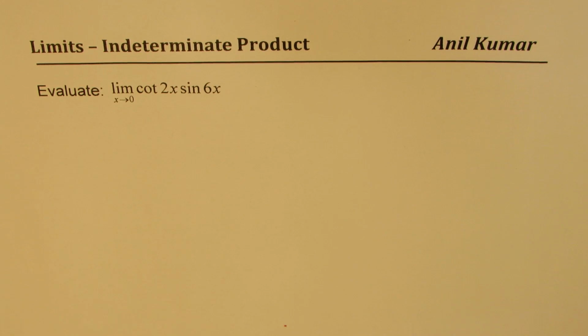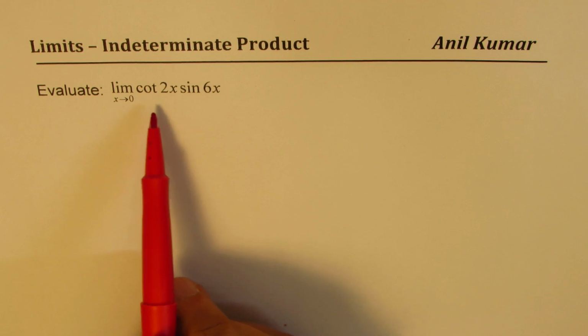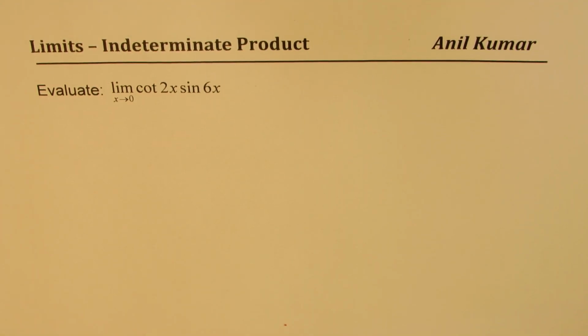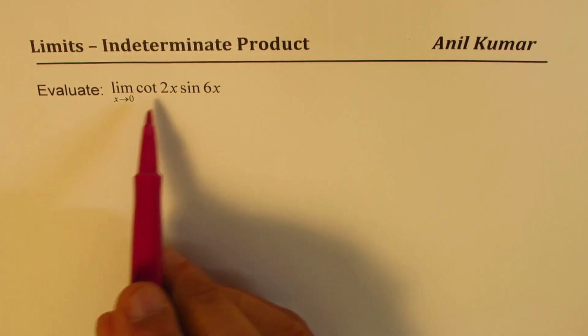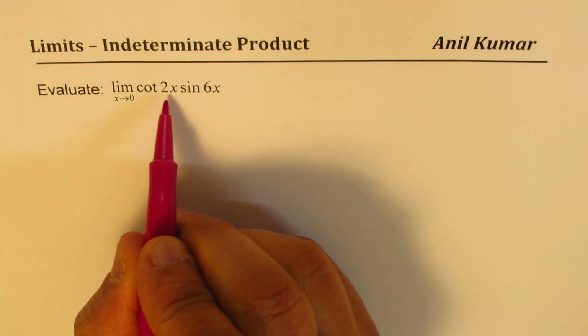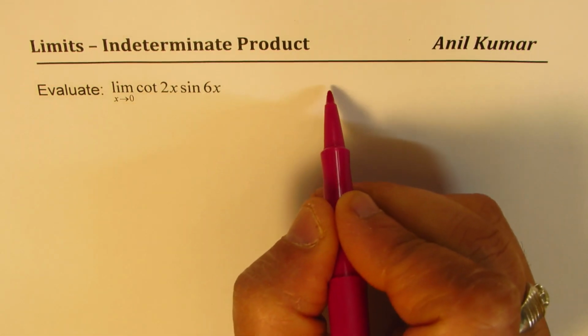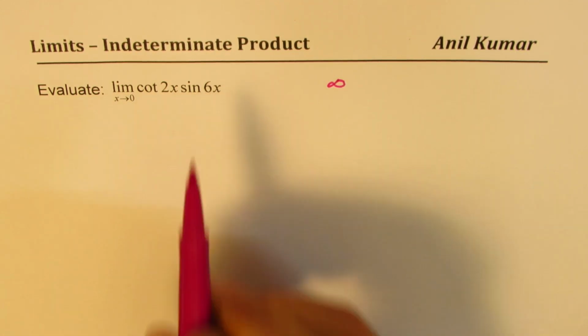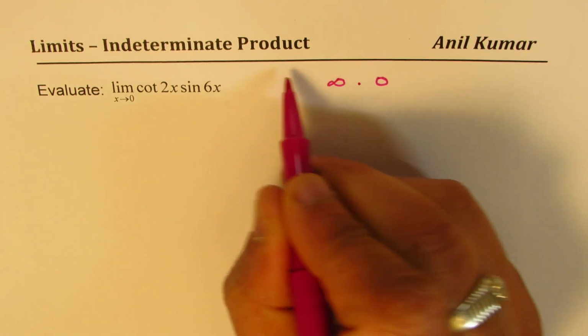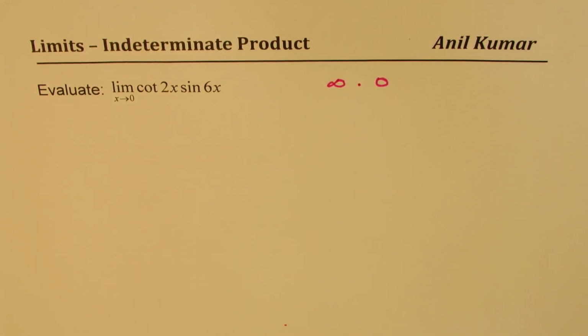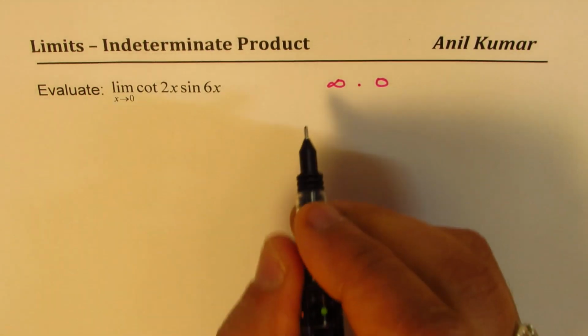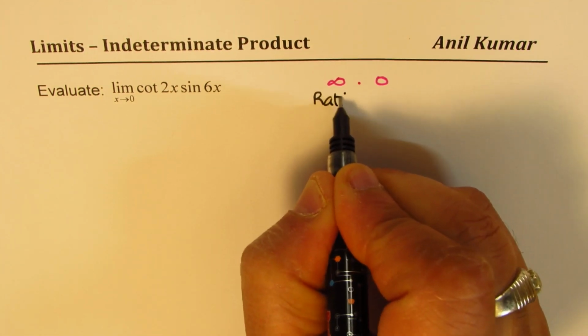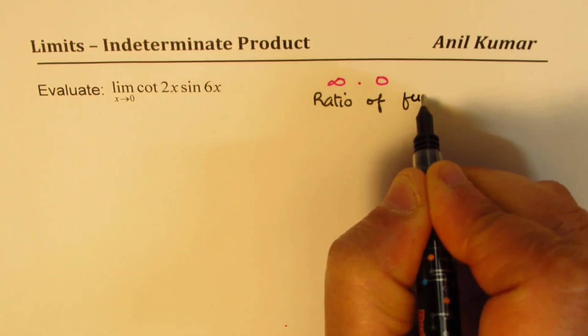So here is our last example on indeterminate products. We need to evaluate the limit when x approaches 0 for cot 2x times sine 6x. Now if I substitute 0 here, then cot 0 will approach an infinitely large value, right? And sine 0 will approach 0. So we have a product of infinity and 0. So the idea here is once again to write this as a ratio of functions, right?